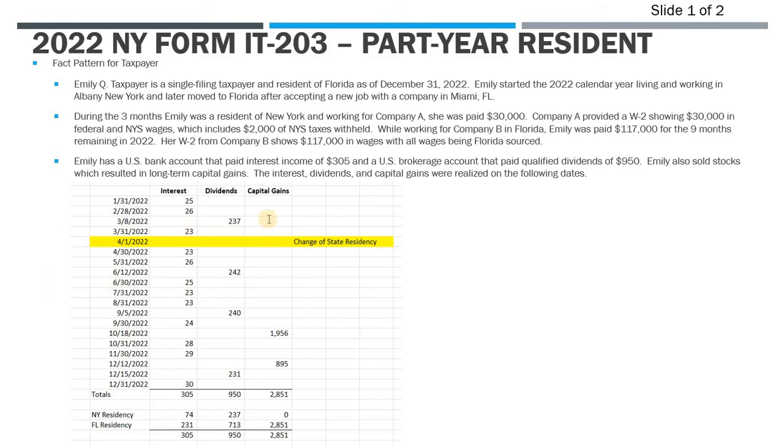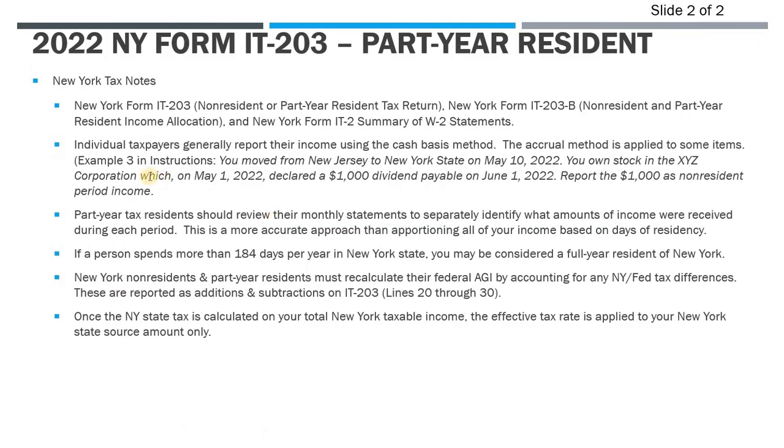All right. Now, just some notes to keep in mind. When we talk about accrual versus cash method, individual taxpayers generally use the cash basis method, right? But when you have part-year returns like this, the accrual method is applied in some circumstances. A good example that's included in the IT-203 form instructions is example 3, which highlights an issue where you have dividend payment dates.